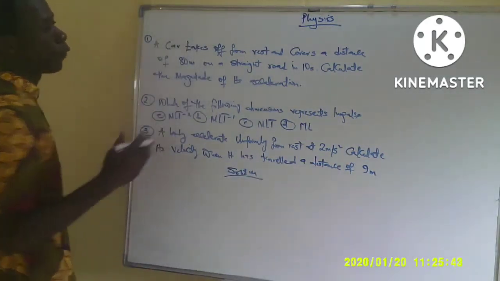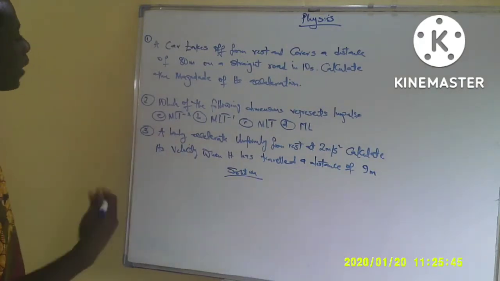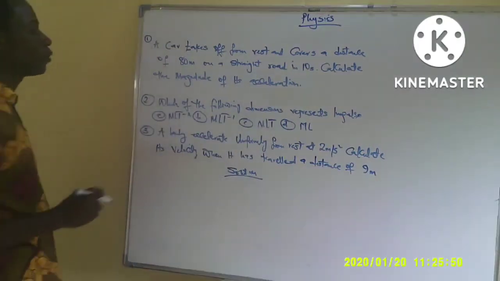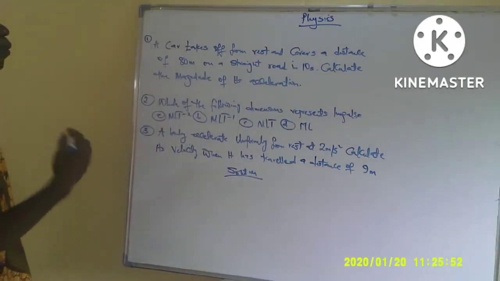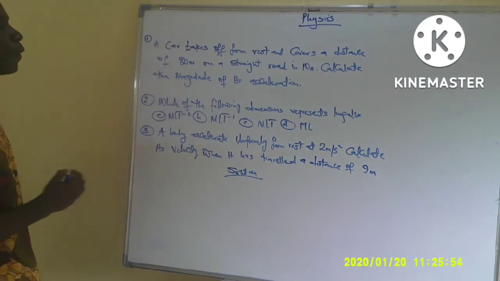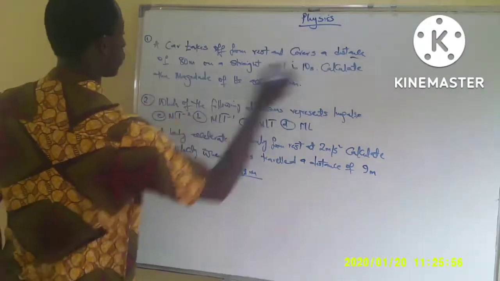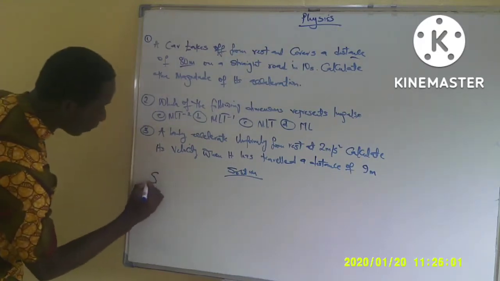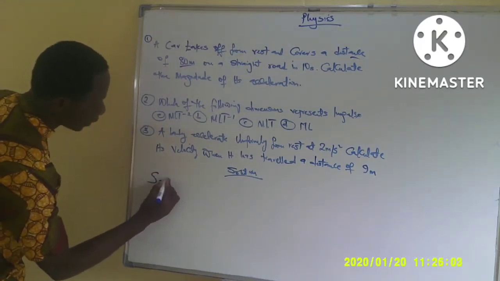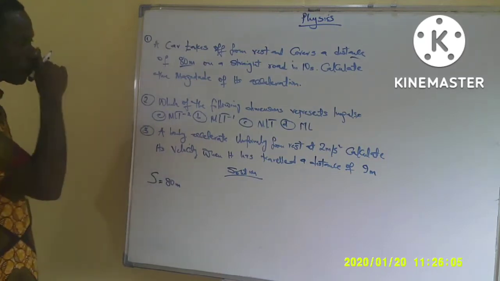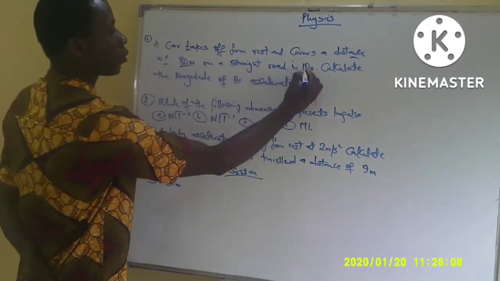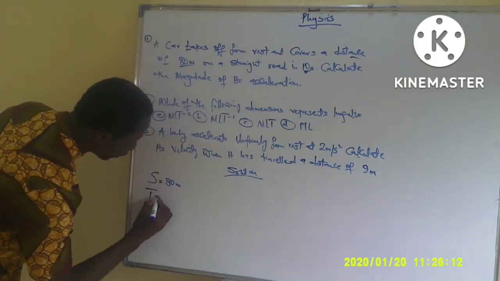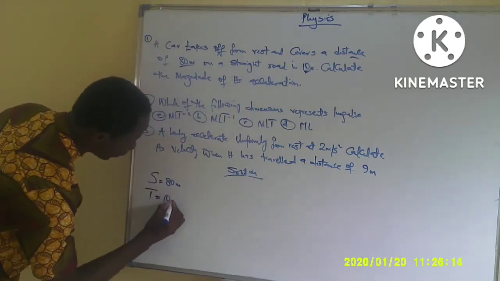1. A car takes off from rest and covers a distance of 80 meters on a straight road in 10 seconds. Calculate the magnitude of the acceleration. What are the things they are talking about here now? First of all, distance. What's the value? 80. So in our equation of motion, we said distance is represented by x. The value is what? 80 meters. On a straight road in 10 seconds, this means what? Time. Time is represented by what? T, which is 10 seconds.